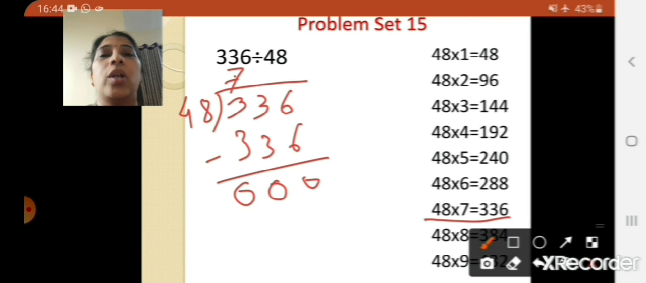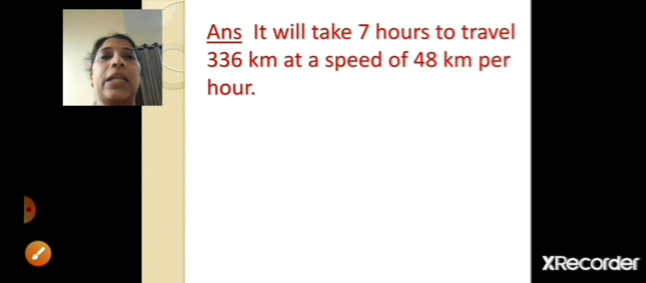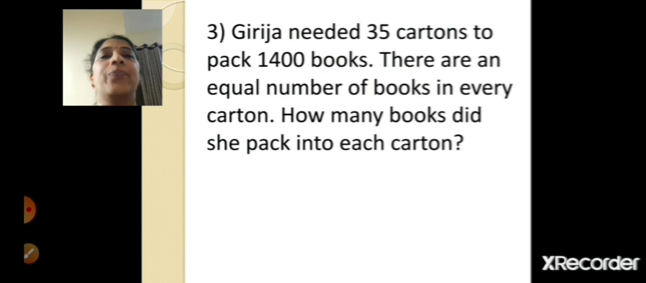So here you are not going to write the quotient and remainder because it's a word problem. So you are going to write the final statement. So final statement will be, it will take 7 hours to travel 336 kilometer at a speed of 48 kilometer per hour, right? So let's move to the next word problem.